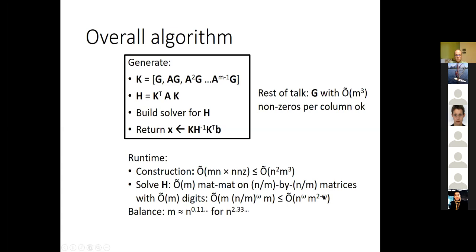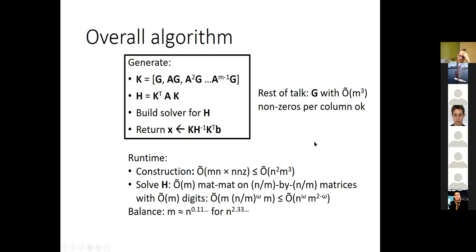And the way we get a runtime is we just balance these. So we balance this 2 and the omega with this 3 and 2 minus omega. We end up setting m to about n to the 0.11, which gets about 2.33. And if you want to eyeball this number, 2 minus omega is roughly a third. It's like 0.37. That's roughly a third. So you get 0.11. So you subtract away about 0.4. So it's 0.37 minus 0.4. That's another 2.33 term.